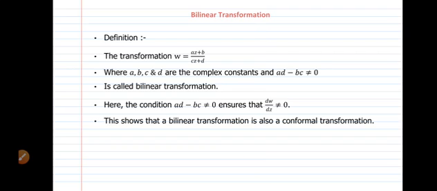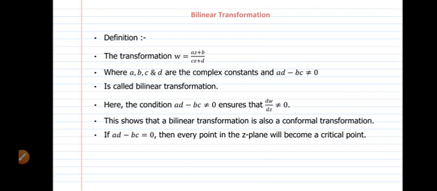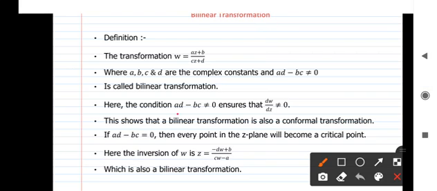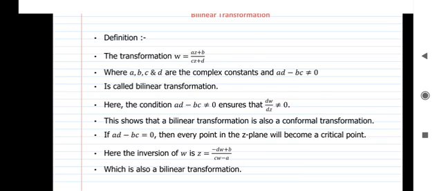Now here w is expressed in terms of z. You can write z in terms of w, and then we get z equal to minus dw plus b upon cw minus a. This is also a bilinear transformation. If ad minus bc is not equal to 0, this derivative is not equal to 0. But if ad minus bc is equal to 0, dw by dz will be 0, and the point will be called a critical point. So all this is about the bilinear transformation.